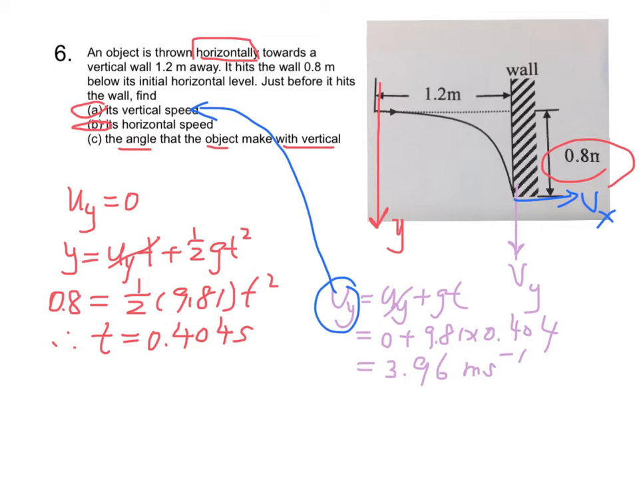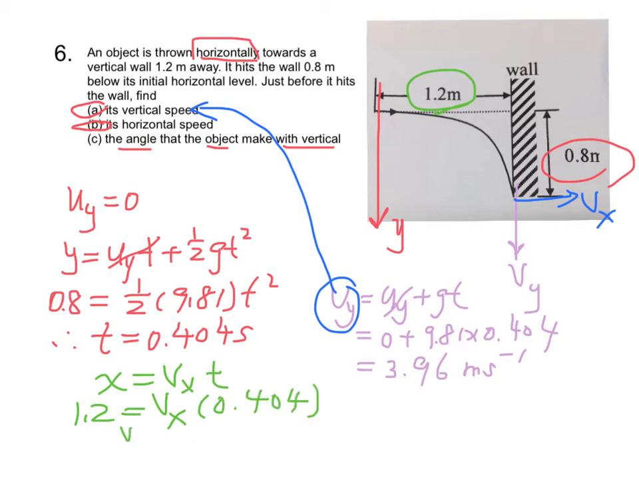Next, let's consider its horizontal motion. The horizontal distance traveled, x, equals horizontal speed Vx times time t. In the diagram, we have x equal to 1.2 meter. Therefore, x equals Vx times time t. t is 0.404 seconds. Therefore, Vx equals 2.97 meter per second. This is the answer for part B.